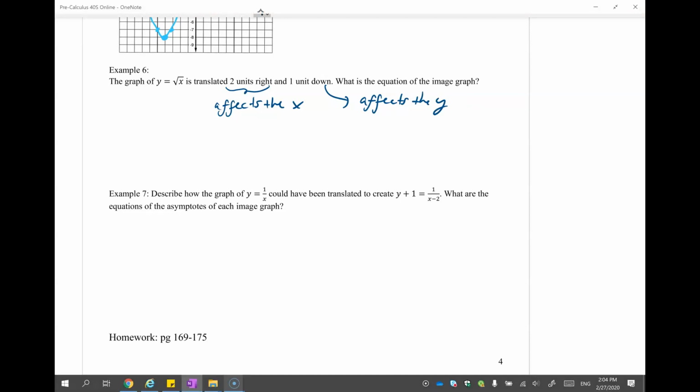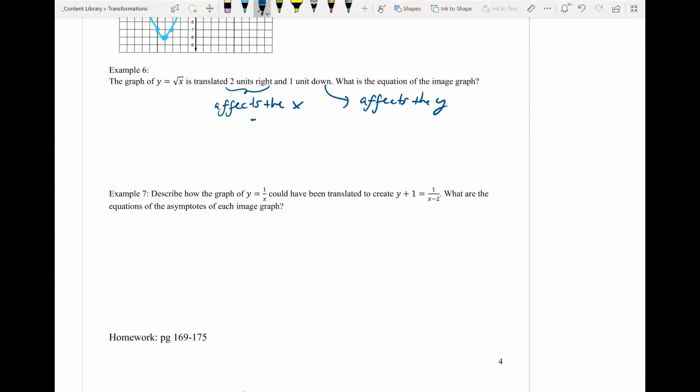And how does it affect the x? We're going to go 2 to the right, which means it would be a minus 2 to go to the right. So if it's right, it's minus. And then to go down, that's also minus, minus 1. So our graph is the root of x. I need to put in this negative 2, which affects the x. So it's going to go inside the radical. And this negative 1 is on the outside of our function. And that would be the answer to the image graph.